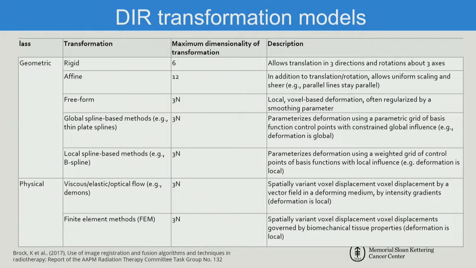And then we have multiple algorithms on how to do deformable image registration. So we have geometric algorithms, so rigid, affine, freeform, splines, and we'll see a couple of those too. But we also have physical models, so viscoelastic or optical flow, finite element methods.